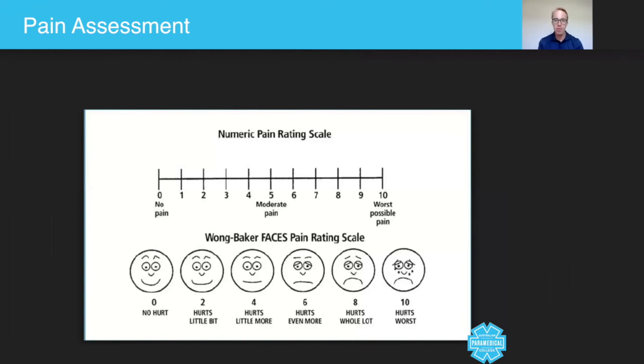So that's a bit of a snapshot of assessing pain in adults and children.